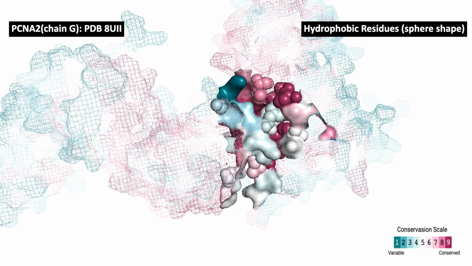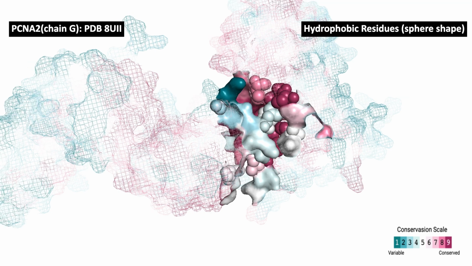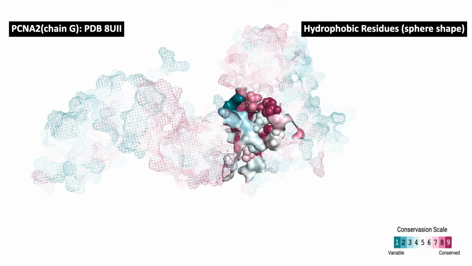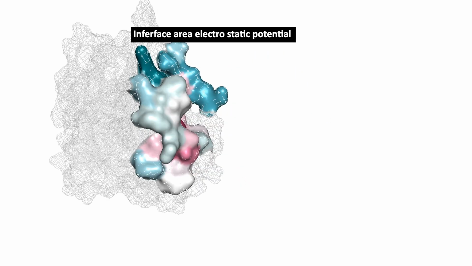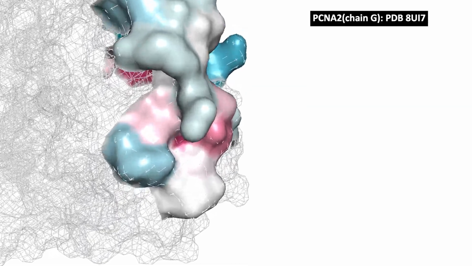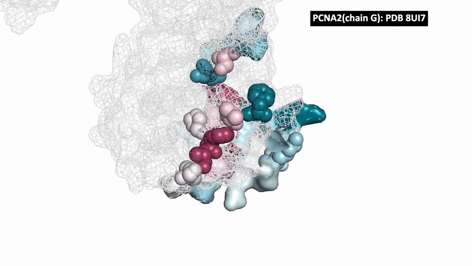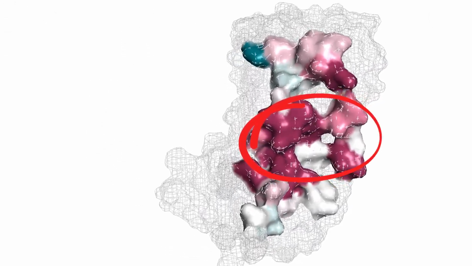stable interface formation. Notably, the conservation pattern of interface residues on PCNA2 remains largely unchanged between the closed and open states. In the open state, however, a greater number of interface residues participate in polar interactions, strengthening overall binding. Despite these additional contacts, the highly conserved PIP motif and its pocket remain the core interaction framework.